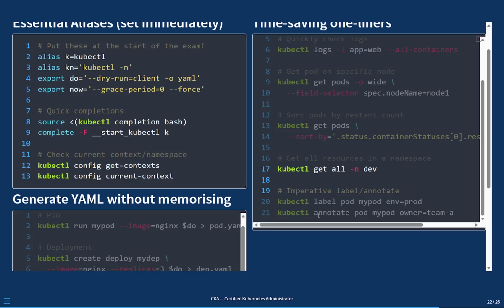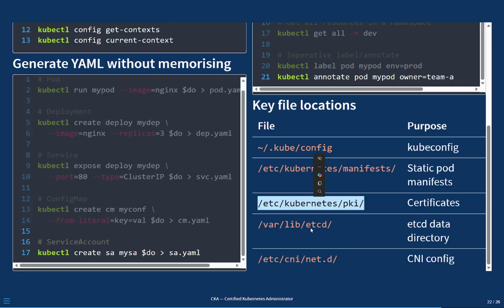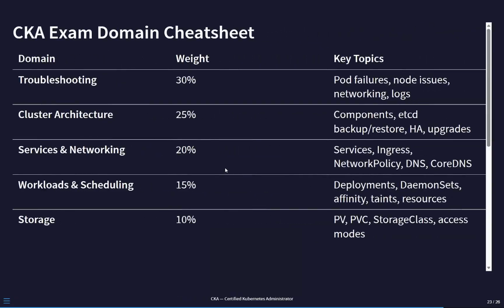Know these file locations by heart. Static pod manifests are at /etc/kubernetes/manifests. This is where the control plane pods live. Certificates are at /etc/kubernetes/pki/. The etcd data directory defaults to /var/lib/etcd/. CNI configuration is at /etc/cni/net.d/.